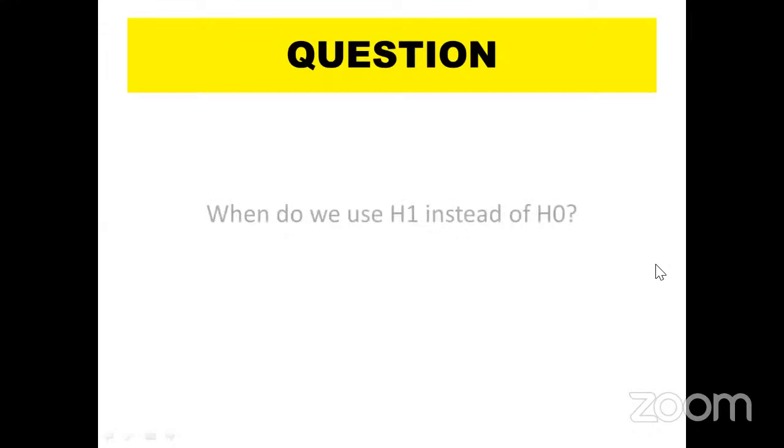Question: when do we use H sub 1 instead of H sub 0? In what condition do we use H sub 1 instead of H sub 0?